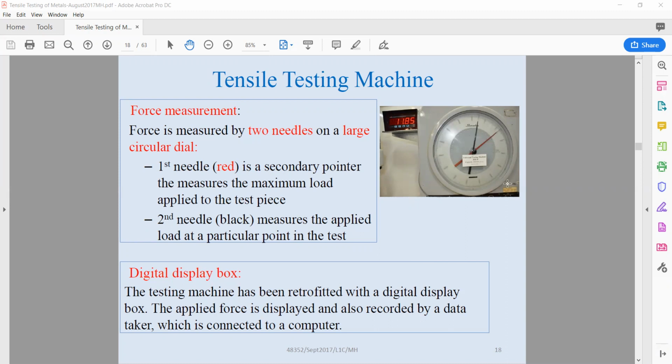For instance, when you reach maximum force and the sample starts to neck, reducing in cross section, you can clearly see the black one going backwards. I mean, the load will be reducing, while the red stays on the maximum force. That's the reason I left this slide instead of changing it to a new system. So the red shows the maximum force, and the black shows the instant force. There is also a digital display which shows the actual reading during the test.